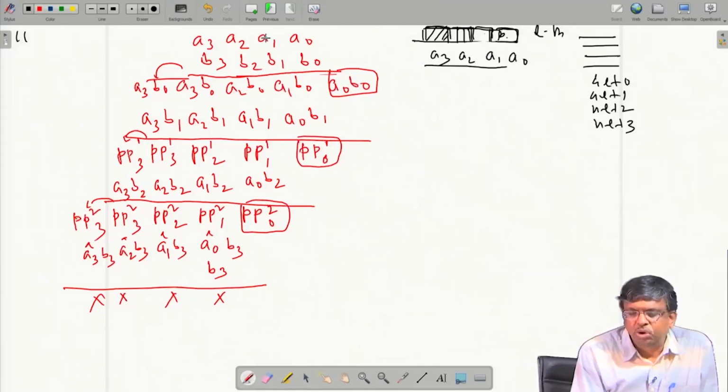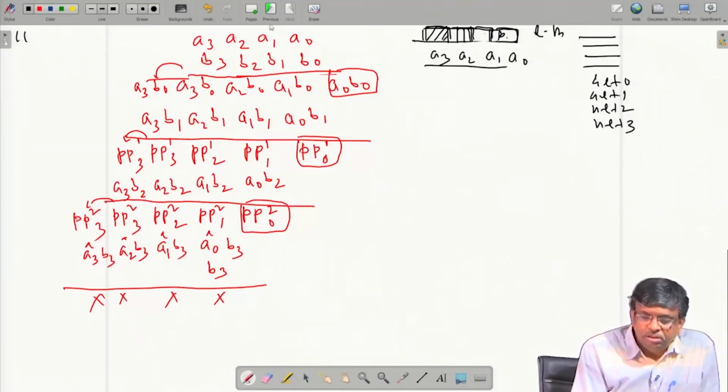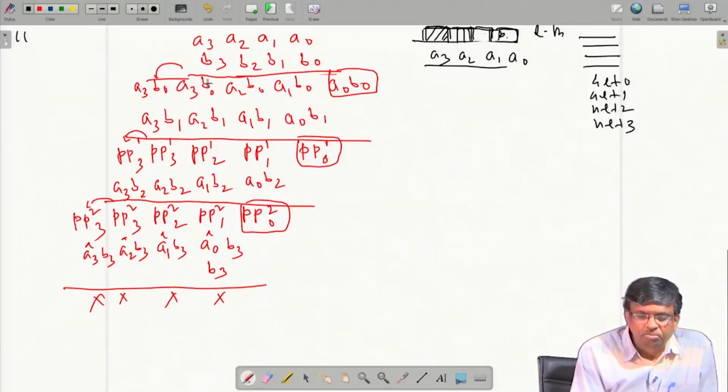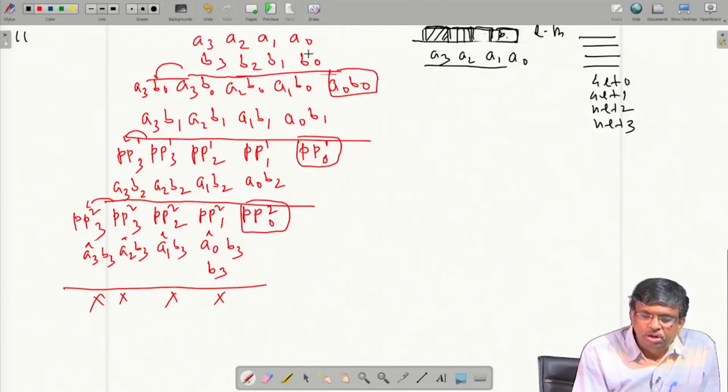At 4L plus 1, A1 comes. So, A1 dot B0. And then at the next clock, at 4L plus 2, A2 comes, I do A2 dot B0. Then at 4L plus 3, A3 dot B0, and then I sign extend it. And with A1 dot B0, what do I add? A0 dot B1. A1 dot B0, I add A0 dot B1.